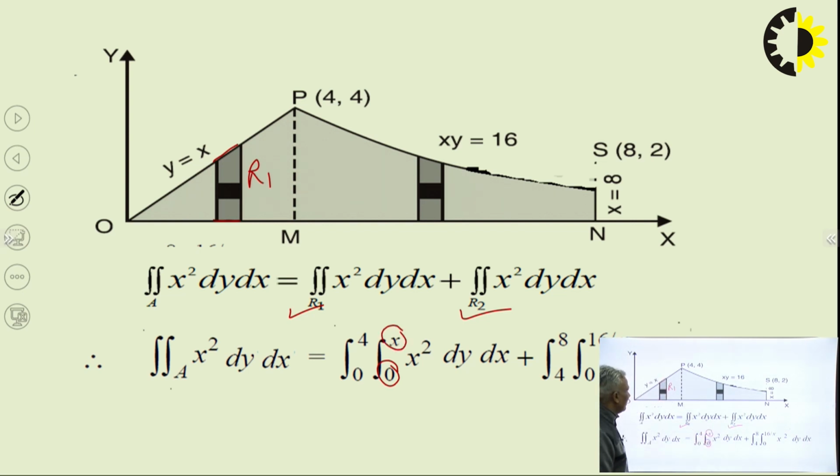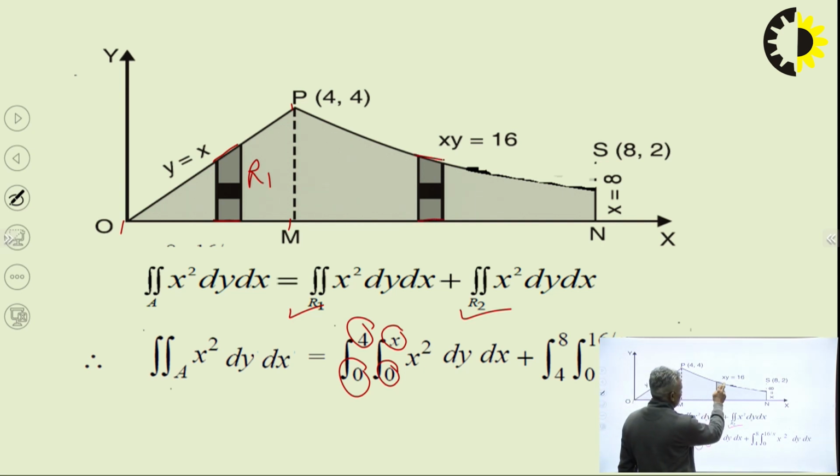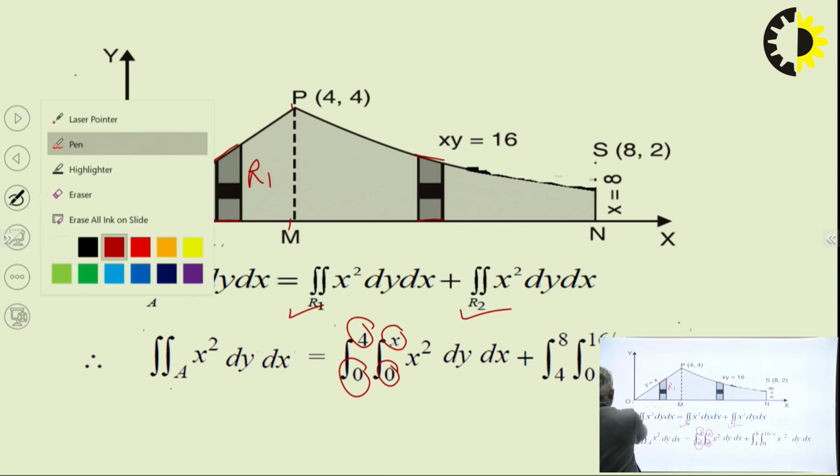Right. Now the R1 region is bounded by three coordinates O, M and P. In these, the lower coordinate will be 0 here and the upper coordinate will be 4 here. So the limit of x will be 0 to 4. In the same way, the lower portion is touched by this part and the upper portion by this part, and the limits are 0 to 16 by x and 4 to 8. In this way we can solve the problem step by step.